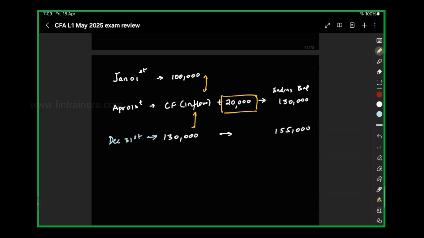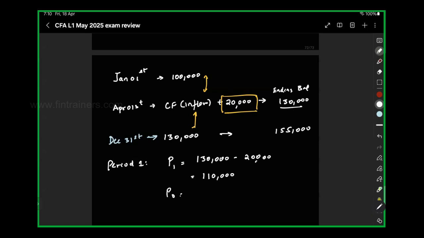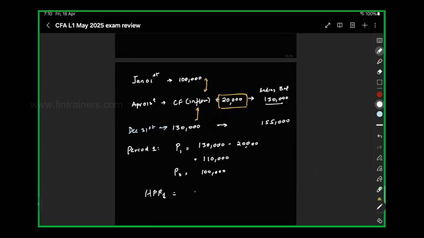So your initial value for the first period, starting with 100,000, my period 1, my P1 is 100. So the ending balance is 130. The cash flow was 20,000, which means prior to the cash flow, you need to see what was the asset appreciation. So my ending balance would be 130 minus that cash flow. I have to remove the effect of the cash flow. This is including that cash flow of 20,000. So my P1 would be 110,000. And my starting value was 100,000, which means my HPR1 is 10%.